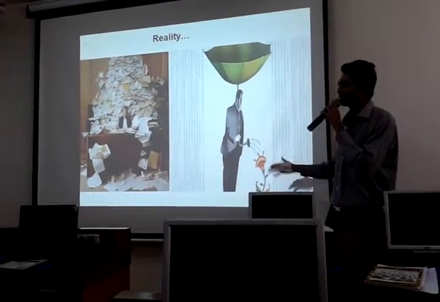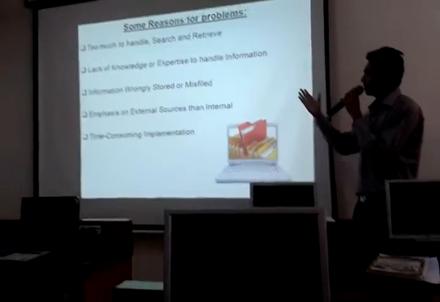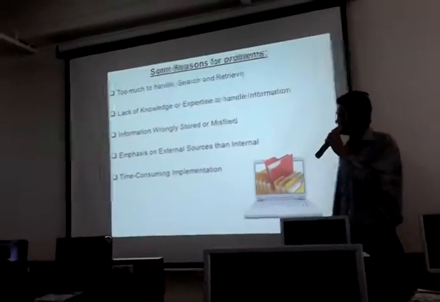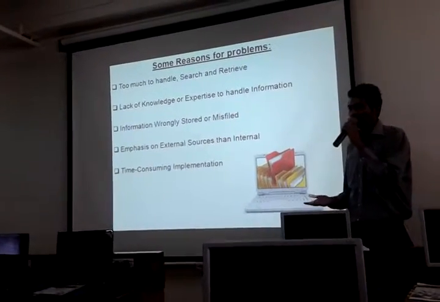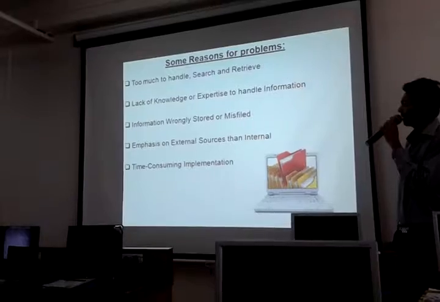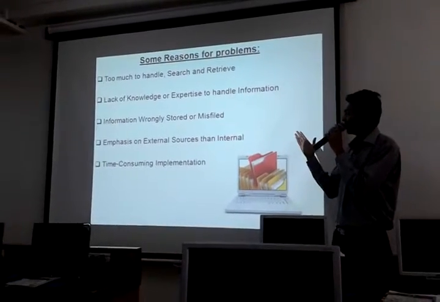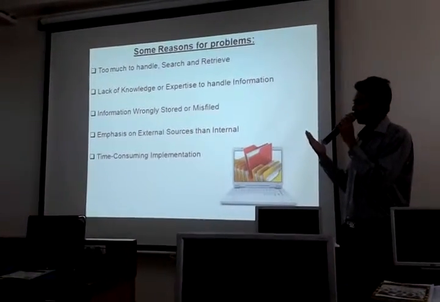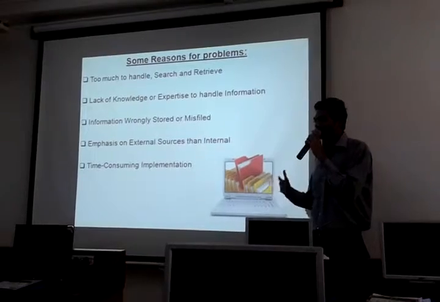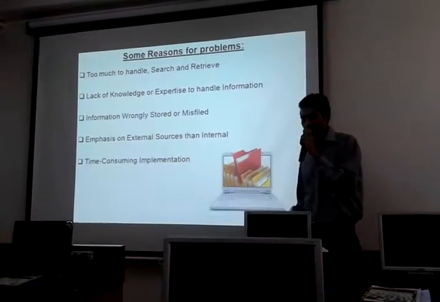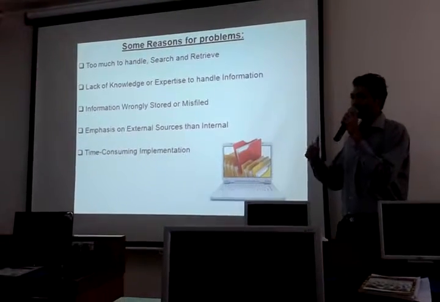This picture depicts this. Now some of the reasons for the problems that are shown in the video: too much data to handle, search and retrieve. As we have discussed in the first slide, the organization having too much data, it becomes impossible to retrieve. And sometimes what happens in an organization, the employee lacks the knowledge of retrieving data. So lack of knowledge or expertise to handle information, this happens most of the time. Sometimes in a hurry or due to technical issues, there may be problems in the organization for storing the data with no context, or the file may be misfiled.